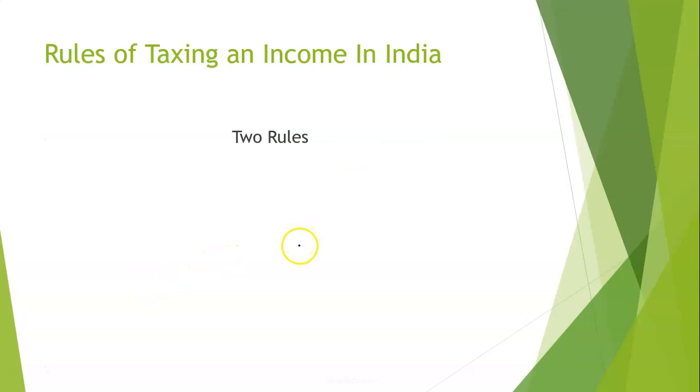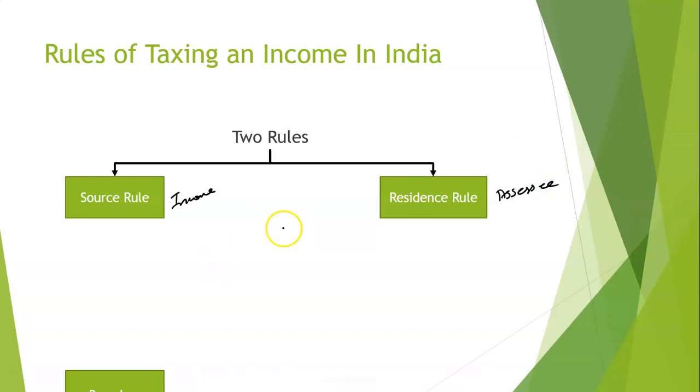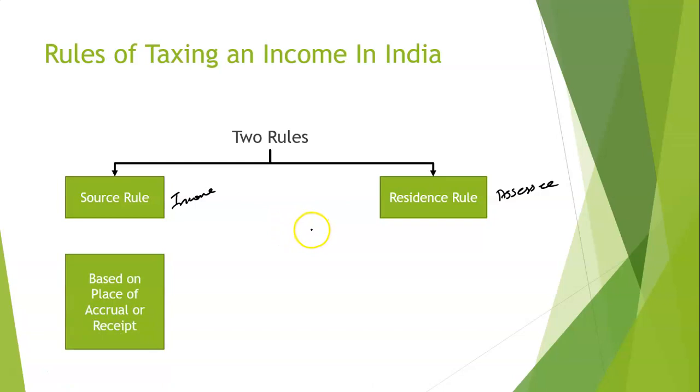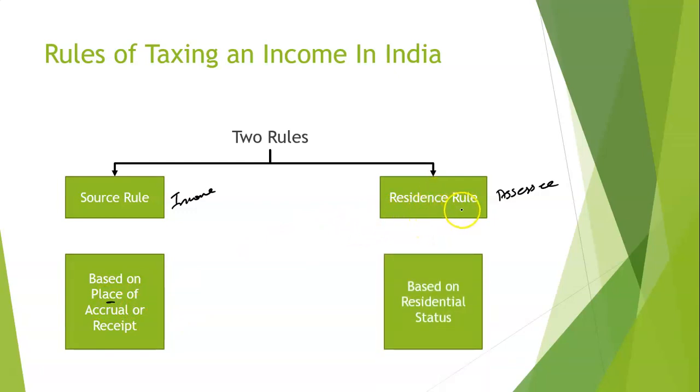Right. So, for taxing an income in India, we have two rules as per the Income Tax Act. As I said previously, one rule is with respect to the incomes, and that rule is called the source rule. This is purely in respect of the incomes. And the other rule, which is in respect of the assessees, is called the residence rule. This is purely based on the assessees. So what the source rule tells is that an income shall be taxable based on the place of accrual or receipt of the income. What the residence rule tells us is that an income will be taxable in India based on the residential status of the assessee.